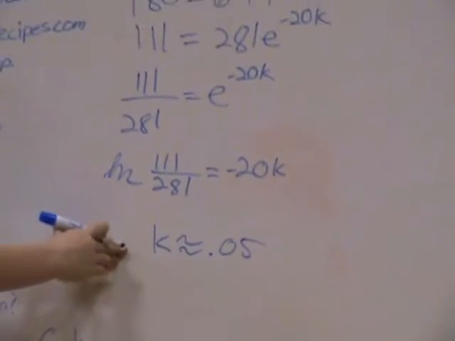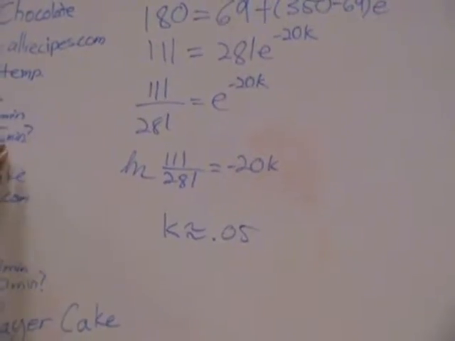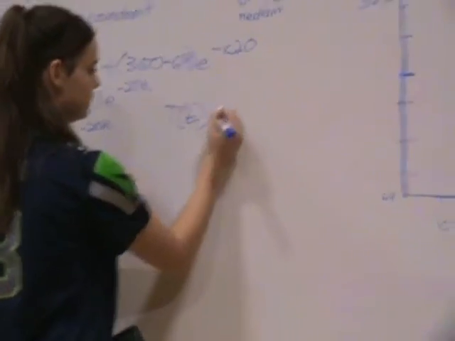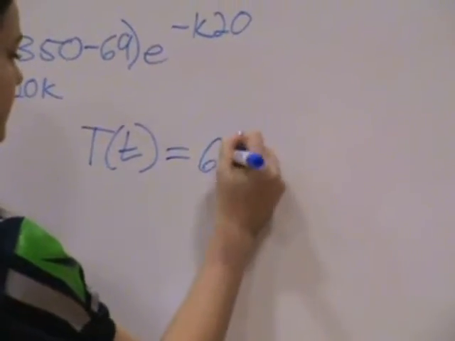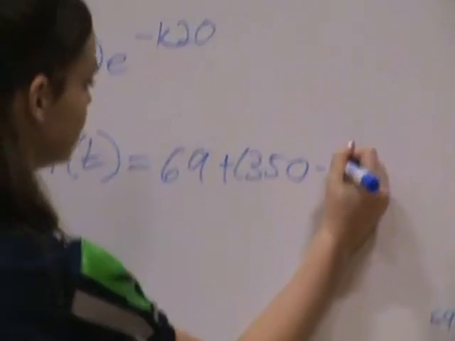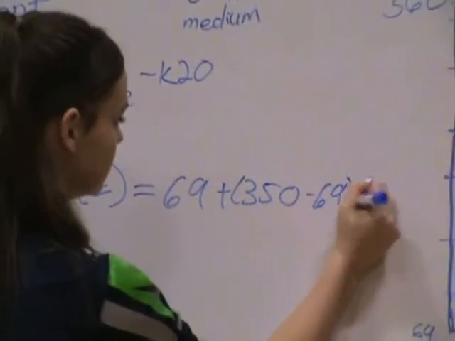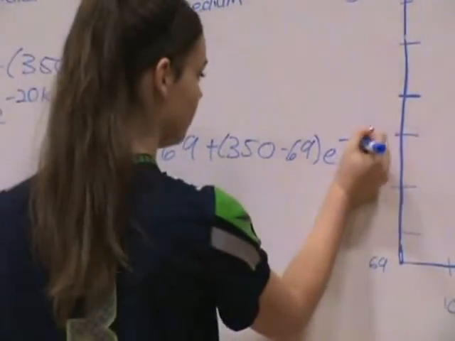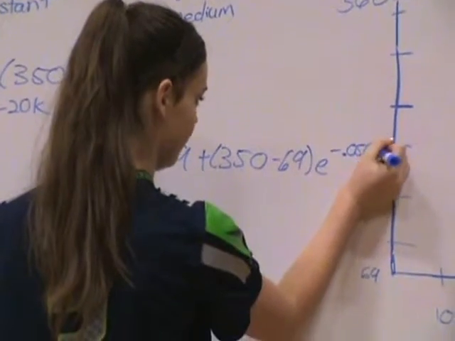So now you have to figure out the problem for after 45 minutes. So you would go back to your equation. You would put T of t equals, again, 69 plus 350 minus 69 times e to the negative 0.05 times 45.